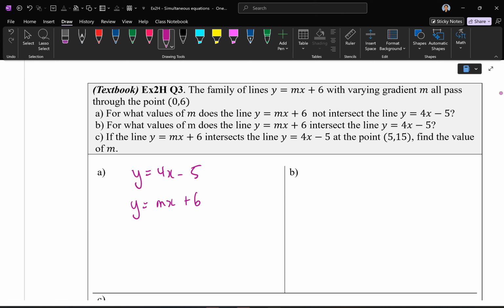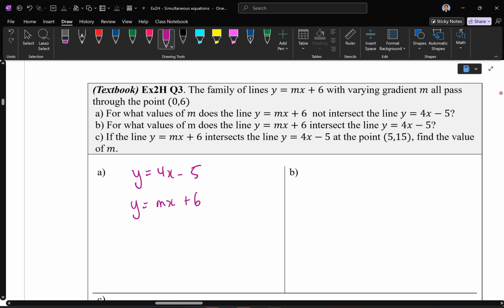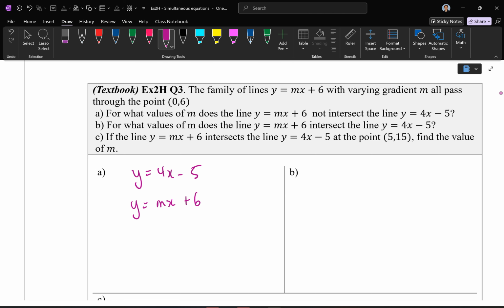They both have different y-intercepts. But if I don't want them to intersect, what do I have to make sure? Not intersecting means they're parallel. They're running together. How do I make sure that these two equations are going to be parallel? Yeah. M has to be 4.